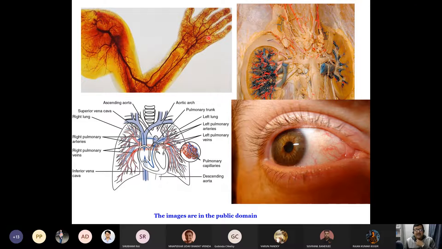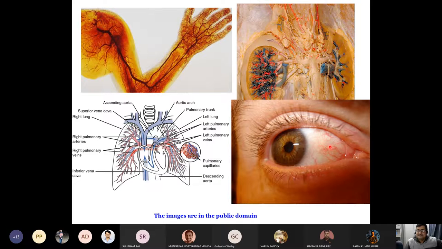Now, anybody has any idea what are the typical diameters of these blood capillaries? You can see some of the blood capillaries here. If this is the eyeball of a human being, what can be the diameter of these capillaries? Sir, about 10 micron. If it is about 10 micron, what is the diameter of your red blood corpuscle?